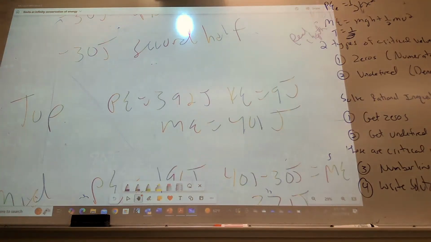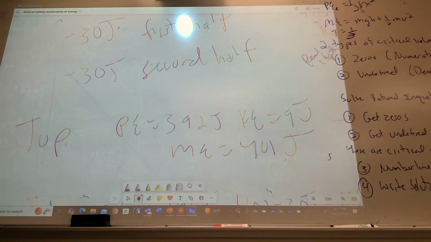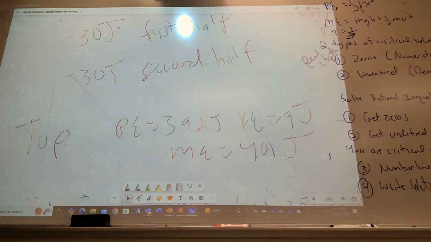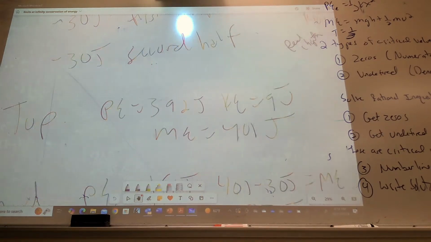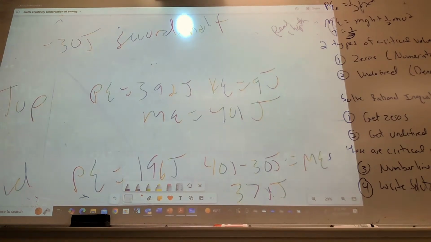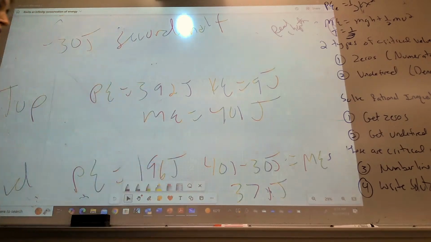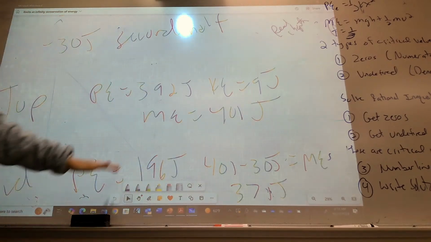So what's the mechanical energy in the middle? Joyce? What's 401 minus 30? So we have 371 joules in the middle as our mechanical energy. Now, our potential energy is the exact same as before. It is half our potential energy at the top. It is mg times 10 meters. So how are you going to get your kinetic energy in the middle?